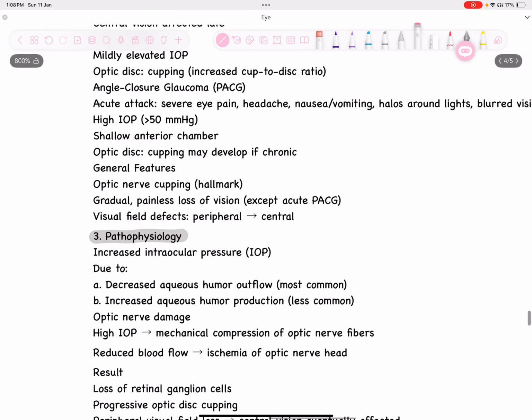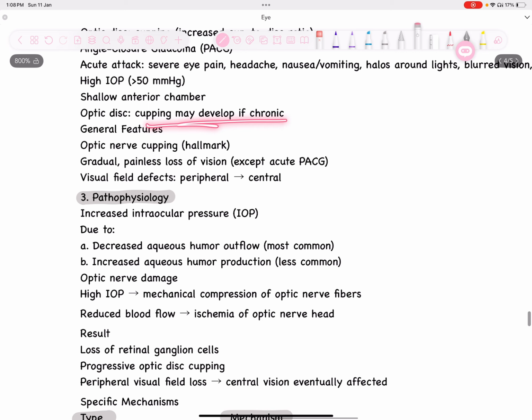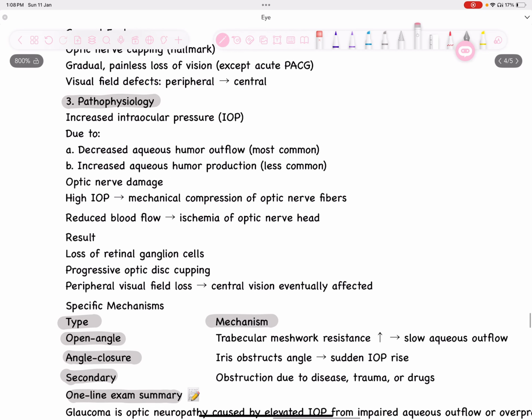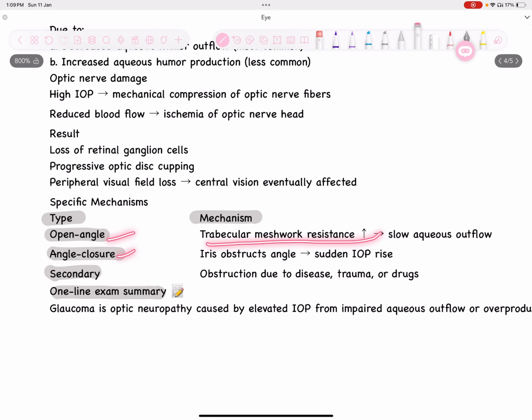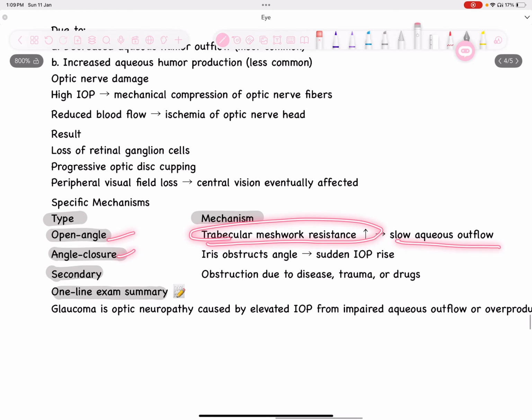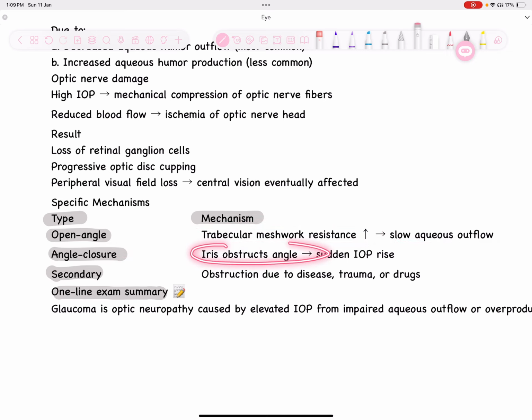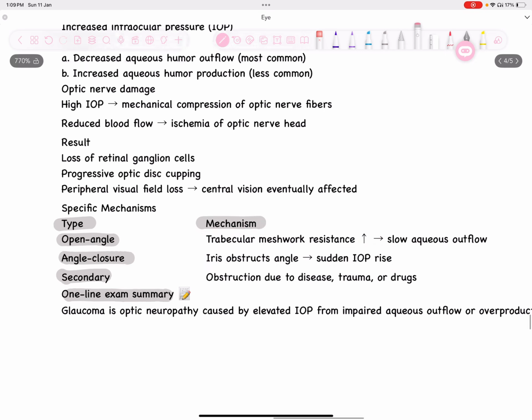Moving forward, cupping may develop if chronic. So cupping is basically the pressing of the optic nerve. And then here is open angle and angle closure. Trabecular meshwork resistance increases, which means outflow is slowed down. And in angle closure, the iris obstructs the angle and there is a sudden increase in intraocular pressure. So yes, this is about it.